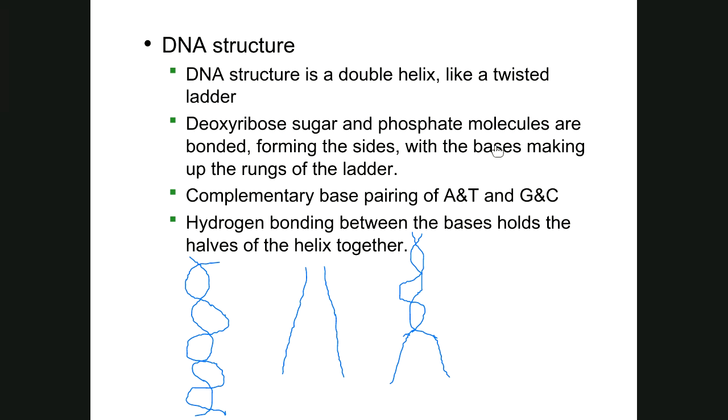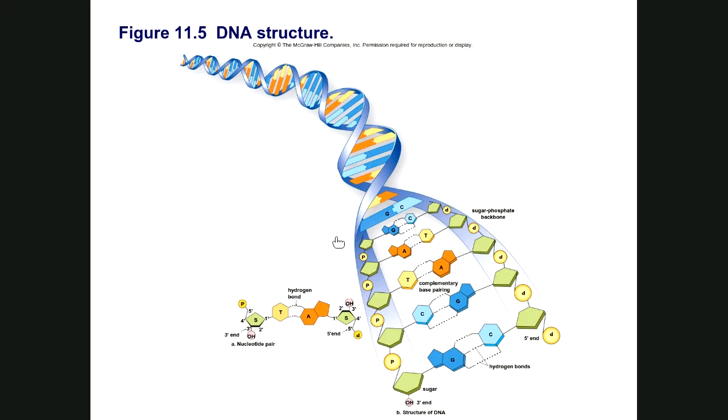And the bases, the four nucleotides, adenine, guanine, cytosine and thymine, make up the rungs of the ladder. You can see in the next picture here. The 5-carbon sugar and phosphate are present in the side of the DNA, and the bases adenine, guanine, cytosine and thymine make the rungs of this ladder.